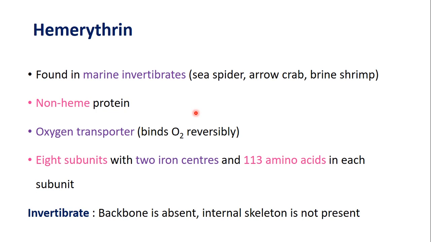Their main function is to transport oxygen, and the oxygen is transported reversibly. That is, the process of converting from the deoxy form into the oxy form is a reversible process. The overall structure contains around 8 subunits, and in each subunit it has 2 iron centers surrounded by the protein part. The protein part here is made up of around 113 amino acids. That is, each subunit has 2 iron centers and the protein part is made up of 113 amino acids.